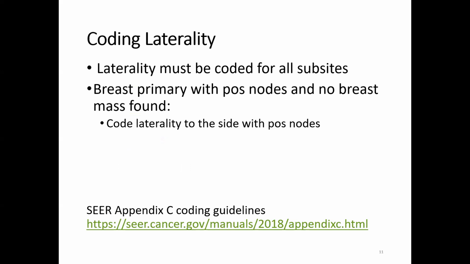Laterality must be coded for all subsites. If you have a breast primary with positive nodes and there was no breast mass found, then you're going to code the laterality to the side with the positive nodes.